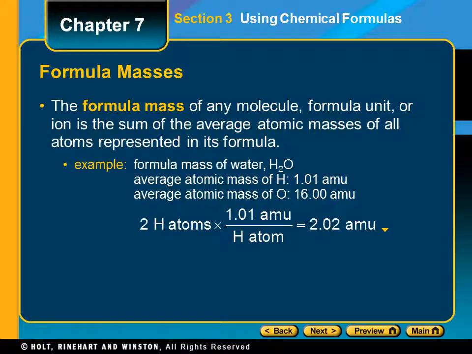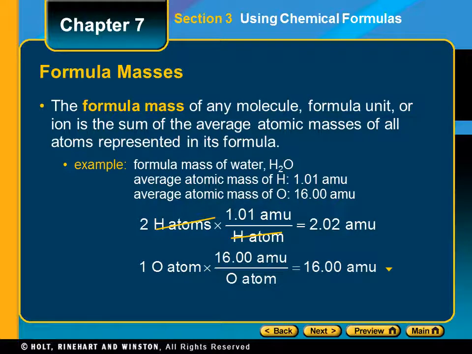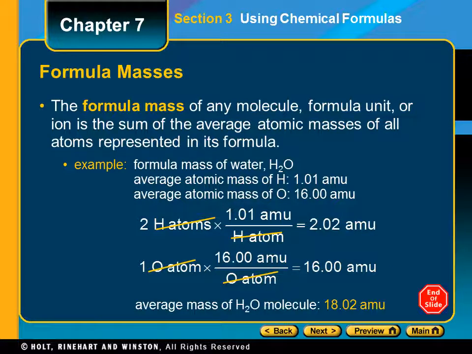So we've got 2 hydrogen atoms times 1.01 AMU over a hydrogen atom. Cancels out hydrogen atoms, gives us 2.02 AMU for hydrogen. 1 oxygen atom times 16.00 AMU over oxygen atom. Cancel out oxygen atom, gives us 16 AMU, and we know that the average mass of a molecule of H2O is 18.02 AMU. Pretty simple, nothing new here.